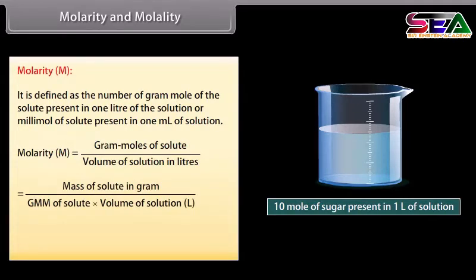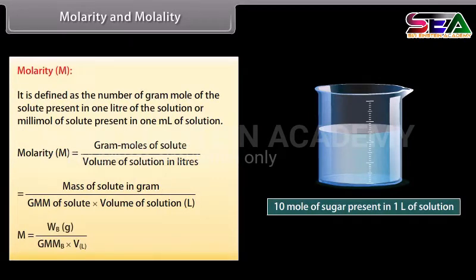Mathematically, molarity is represented by M equals Wb in grams divided by the product of the gram mole mass of B and the volume of solution in liters. A solution having molarity 1 is called a molar solution.